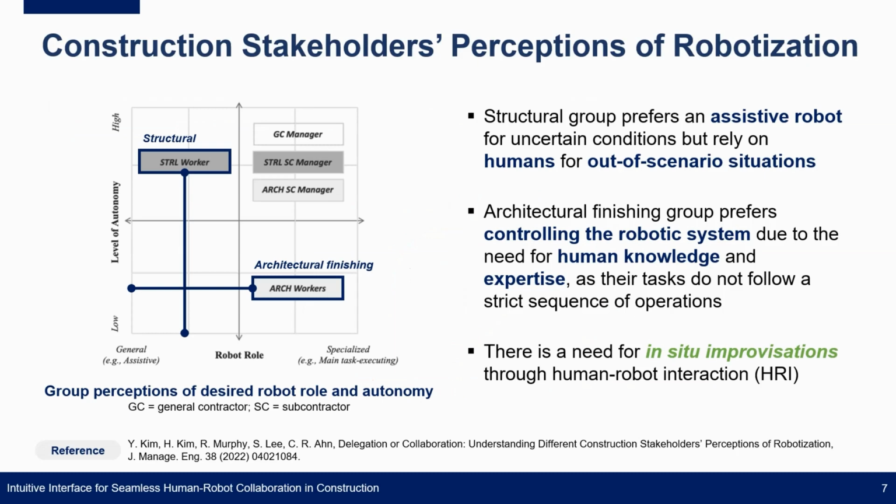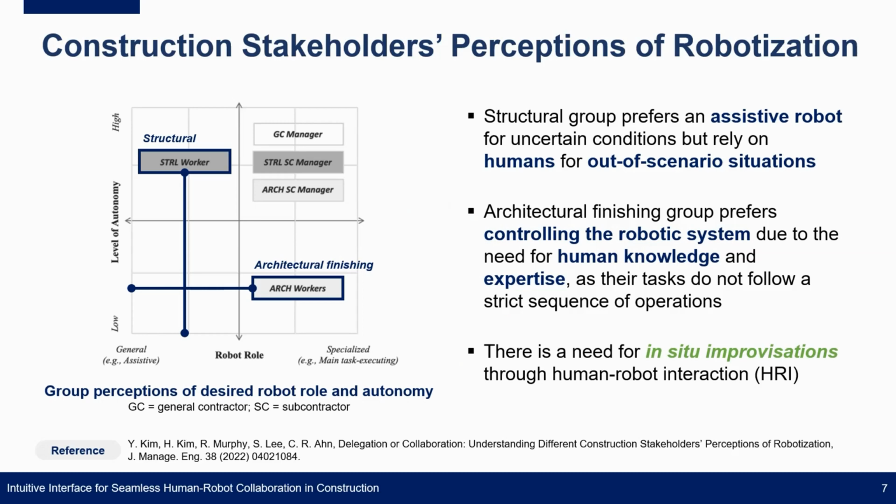This figure is a summary of our results. We analyzed how different stakeholder groups preferred the desired role and the autonomy levels of the robots in construction. There are several other very interesting findings, but regarding today's talk, I would like to just focus on the findings we observed in the site workers.